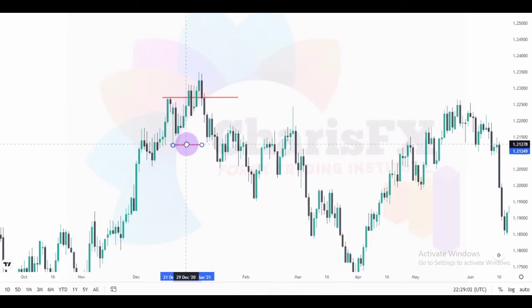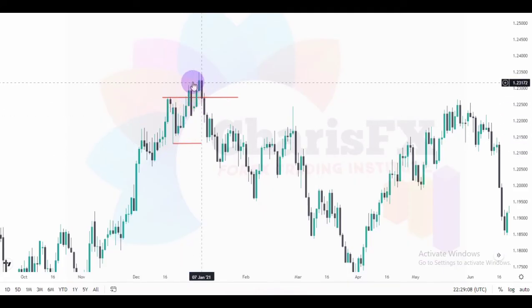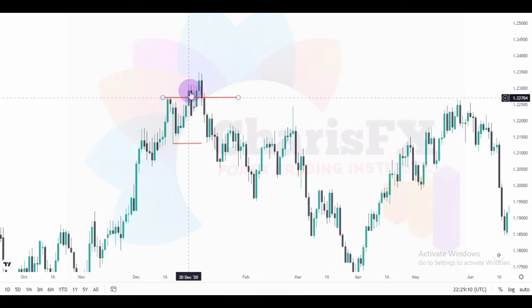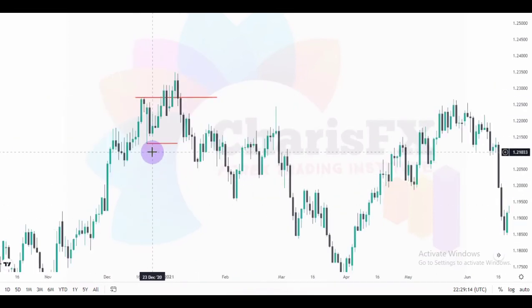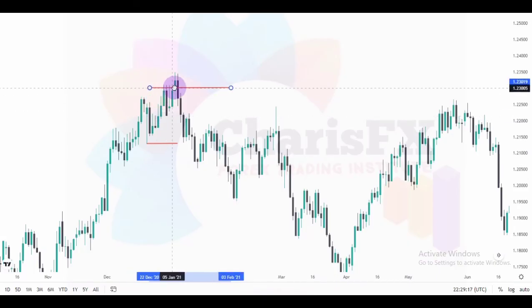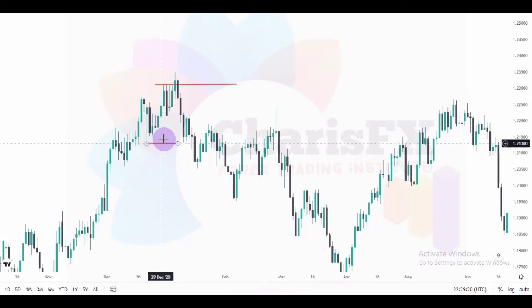Price formed the next low. Okay, this was the last low that pushed price to take out the last high again. Breaking market structure, bullish. Price is still bullish. So where's your next high? That's your next high. Where's your next low? This low that pushed price to take out the last high.